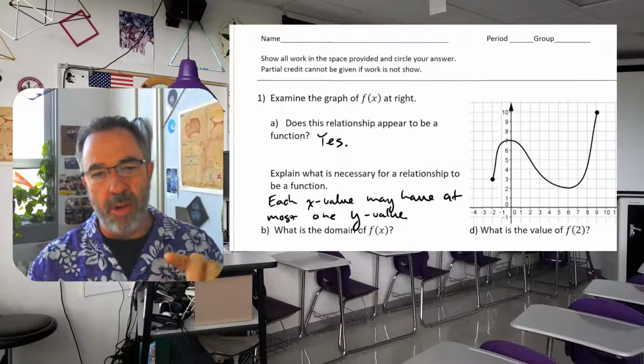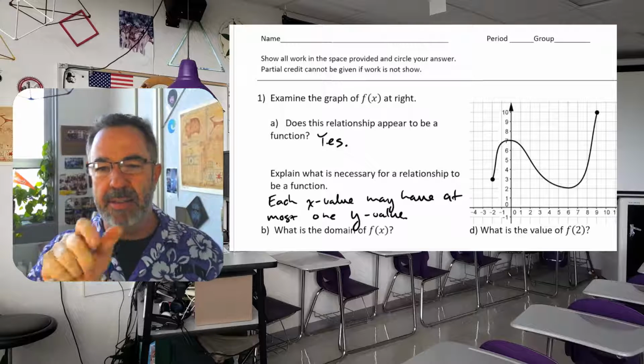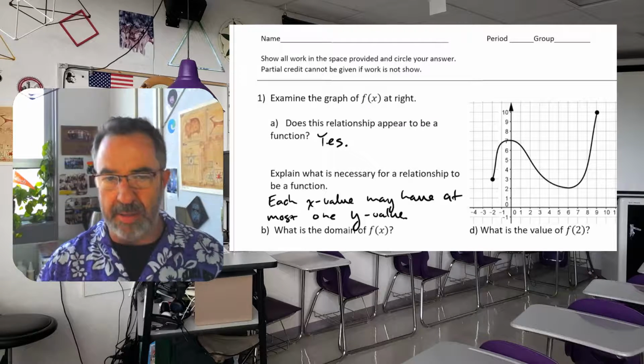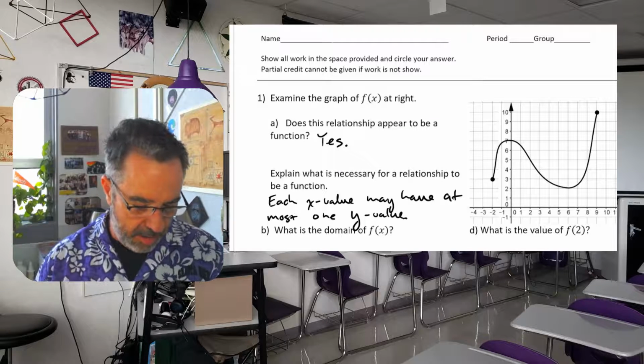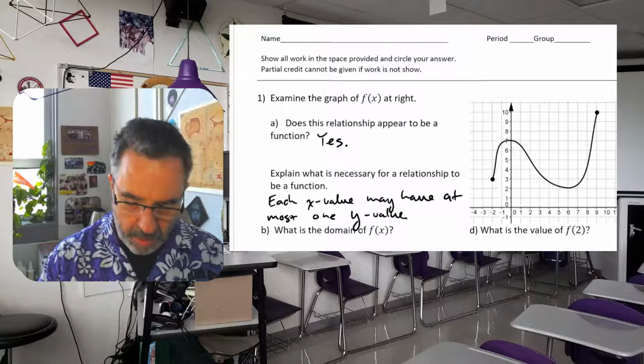So again, the domain, right, are those x values along the x-axis that I pick and put into the function. And if I pick an x value and I can see that it has two different possible outputs, it's not a function because a function may only have at most one output for an input.